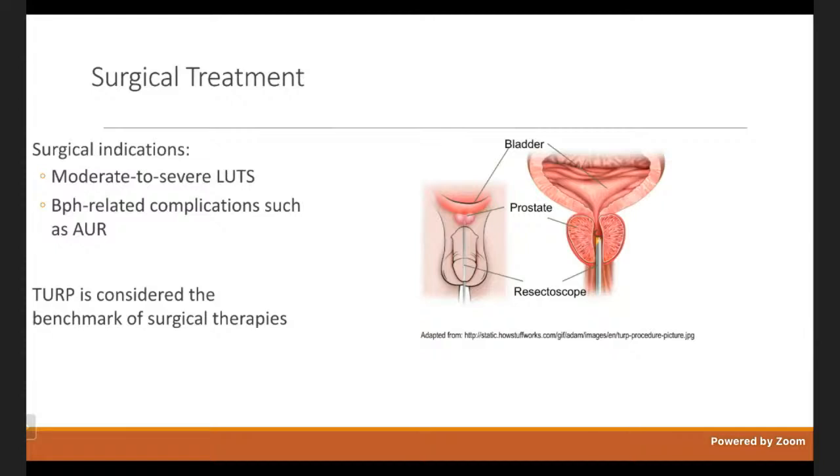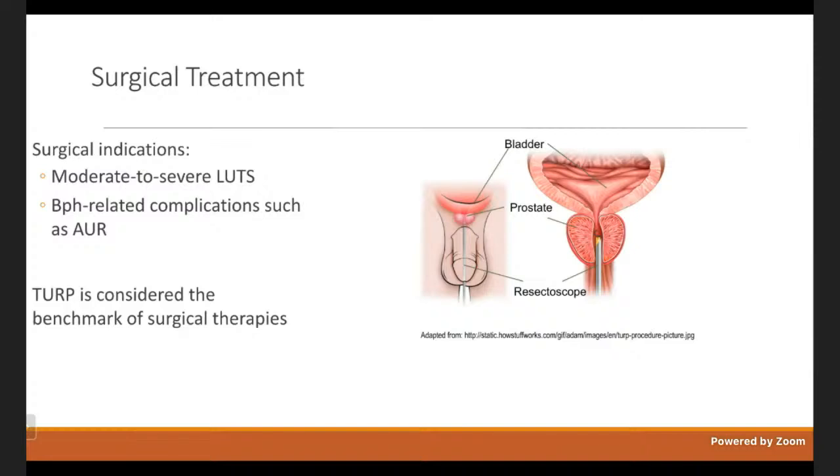This comes to an end of the surgical and medical treatment of benign prostatic hyperplasia with bladder outlet obstruction. If the patient is not responding to the combination therapy, and if the patient has worsening of symptoms, like the flow rate is decreasing, the residual urine is increasing, and there is no significant improvement in quality of life, then we should consider surgical treatment.